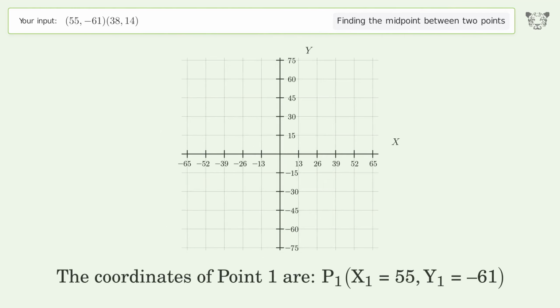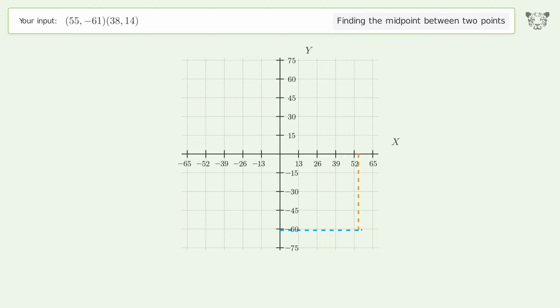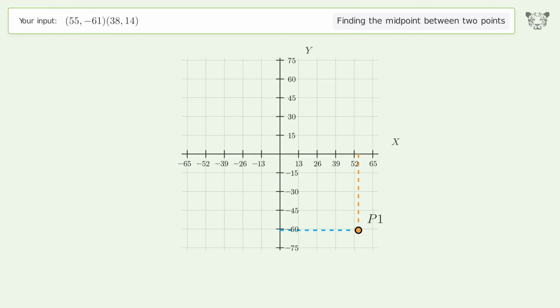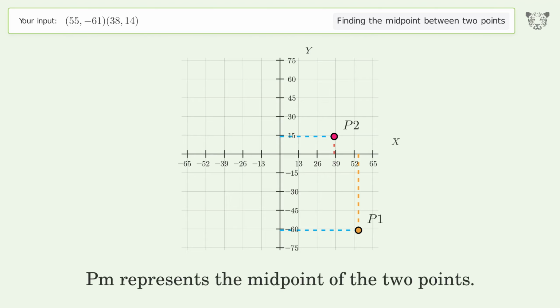The coordinates of point 1 are x1 equals 55, y1 equals negative 61. The coordinates of point 2 are x2 equals 38, y2 equals 14. PM represents the midpoint of the 2 points.